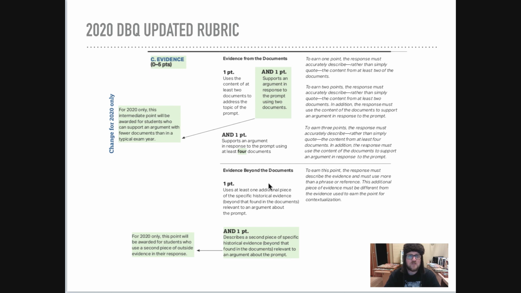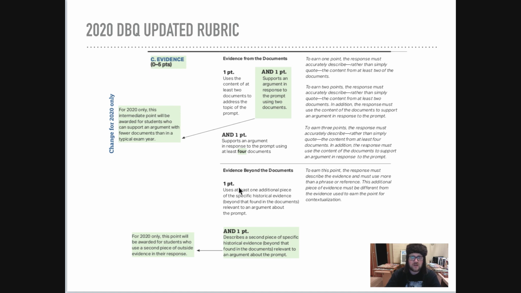Okay, the second part of evidence is evidence beyond the documents, or as I call it, the 8th document. Well, here, this would be the 6th and the 7th document. The AP wants you to use at least 1 piece of specific historical evidence beyond what's found in the documents and relevant to the argument about the prompt. You have to treat this the same way as a document. You have to write the evidence, expand on it, and connect it to why that supports your argument. And that's 1 point.